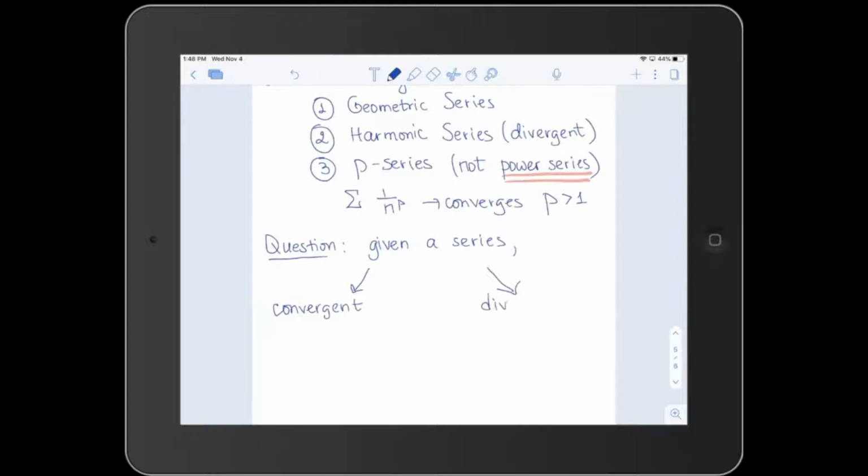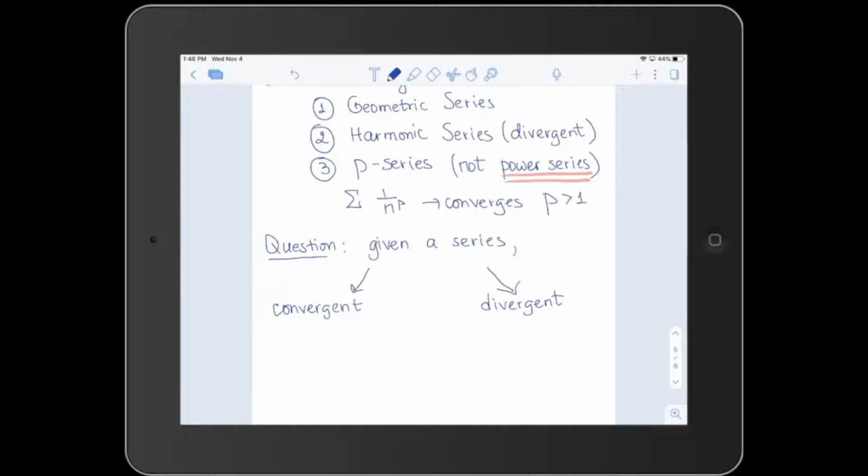That's your big question. And sometimes if the series is convergent, we don't know what it converges to, but we just know that it does. Okay? Now, if it's divergent, that means it goes to infinity. So given a series, these are the two different scenarios that we can get.